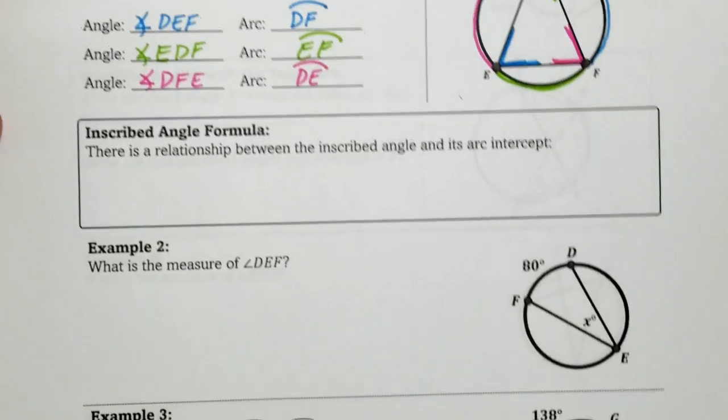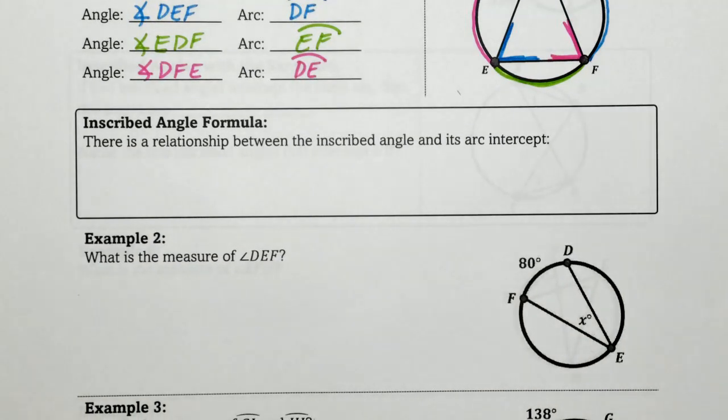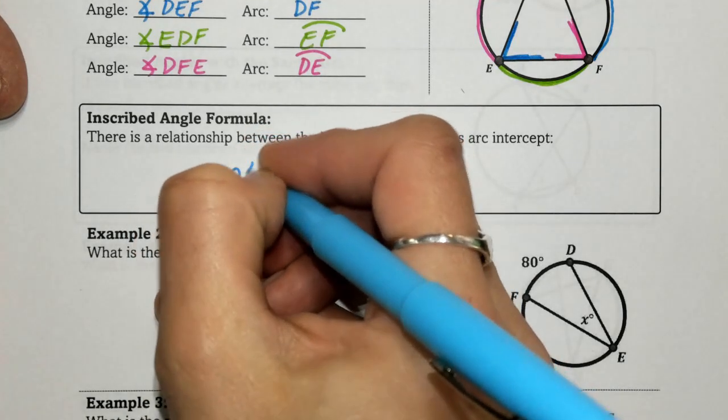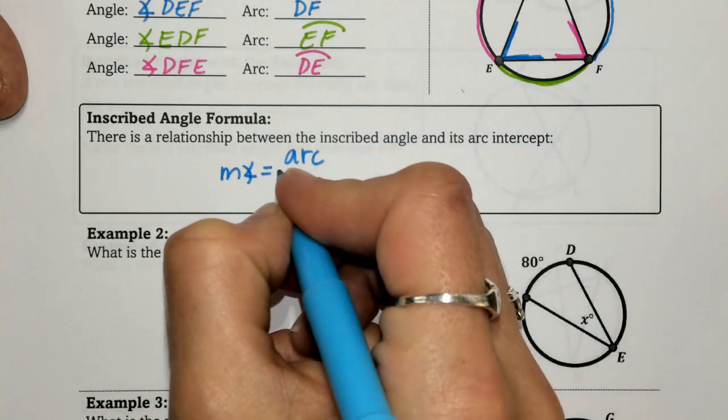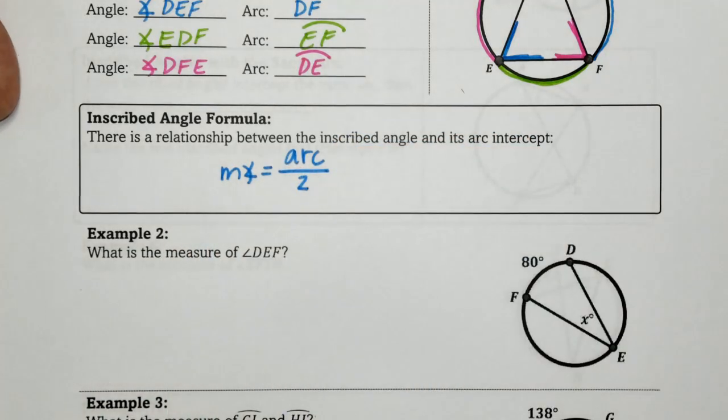When these open up, there's a nice little formula: here's the angle, here's the arc, either one. How do we find the other? This is the relationship between them. The measure of the angle is simply equal to the arc measurement divided by 2. So you just divide the arc by 2.